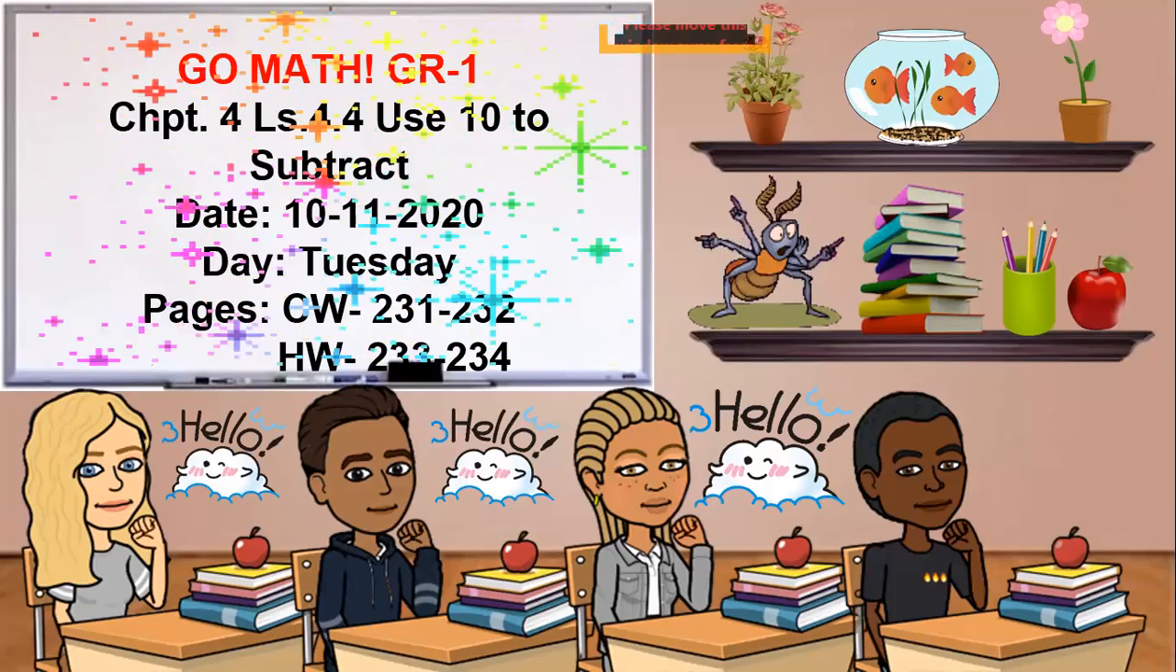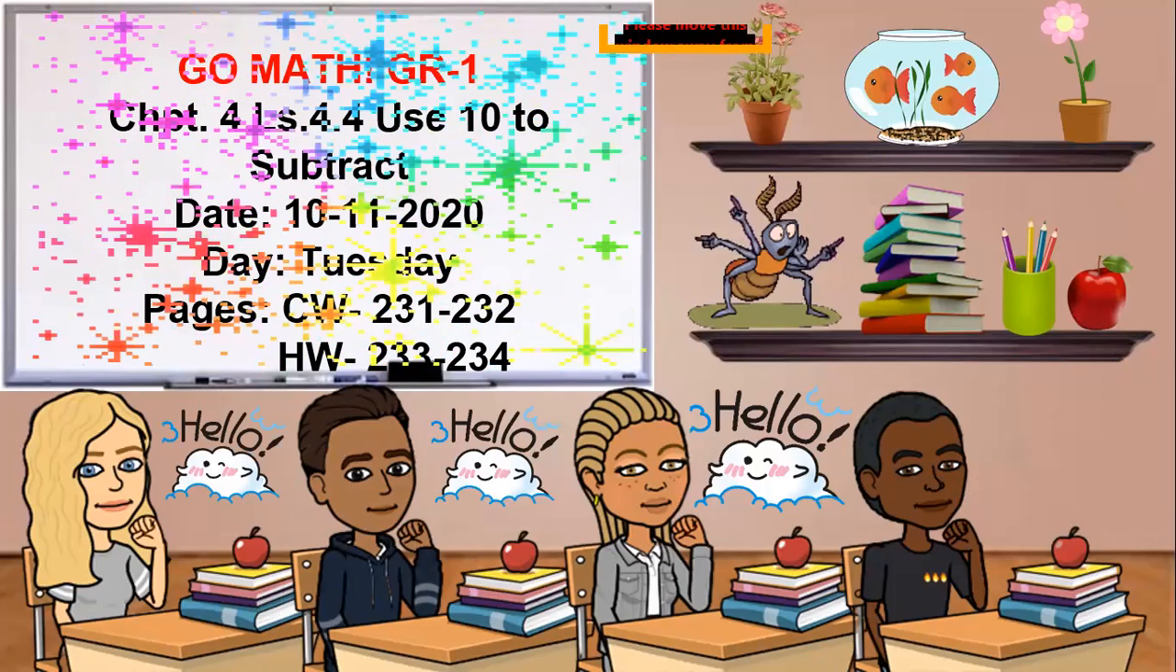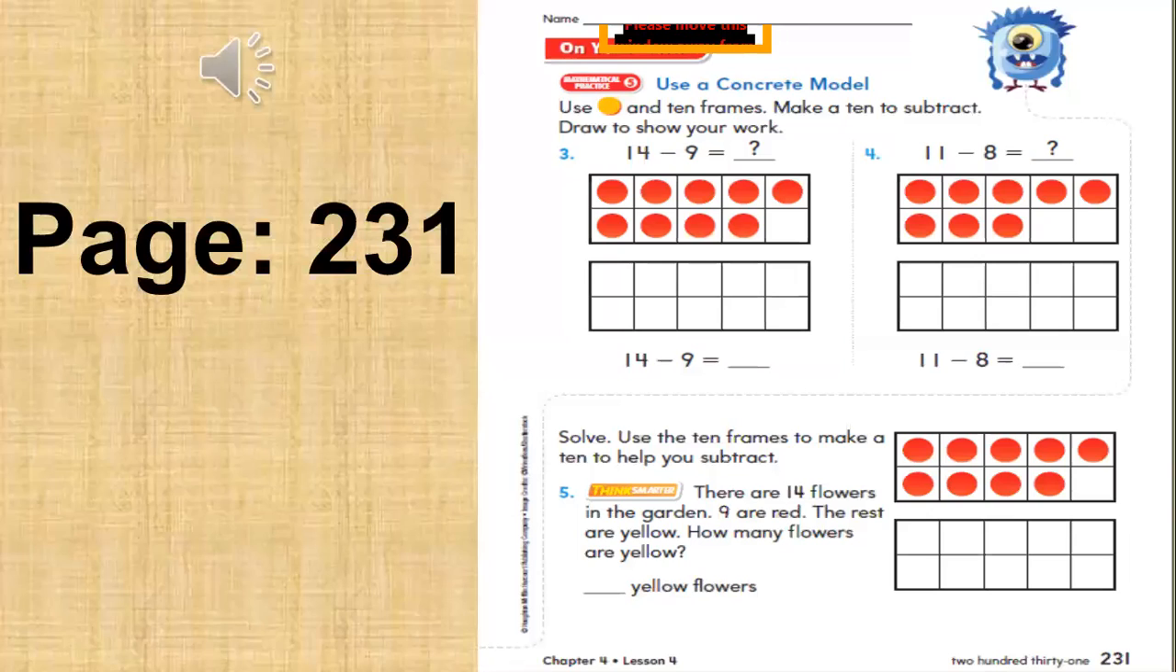Open your book, page 231. Open the page 231. Write the date on the top. CW. 10, 11, 20, 20.